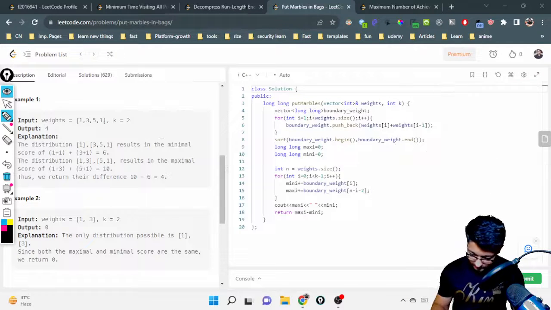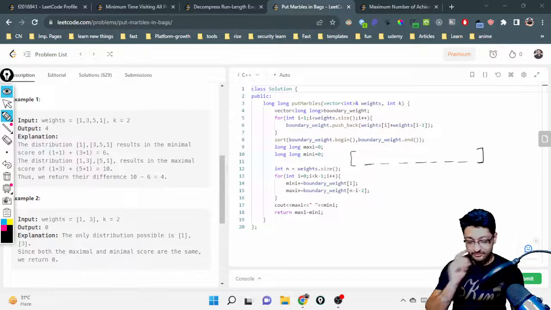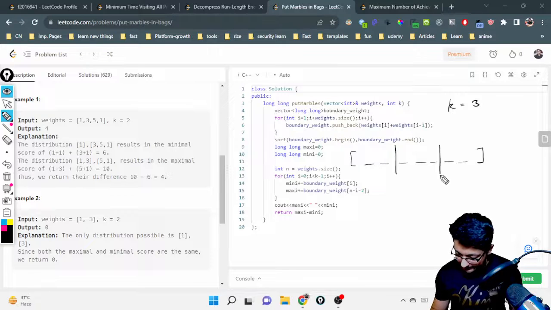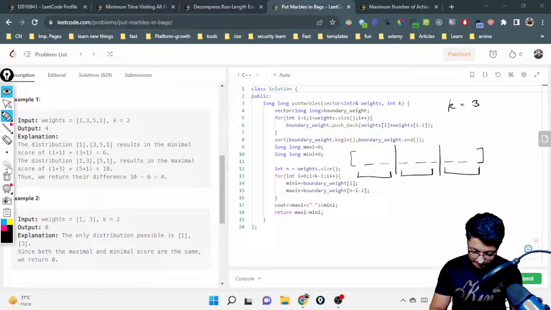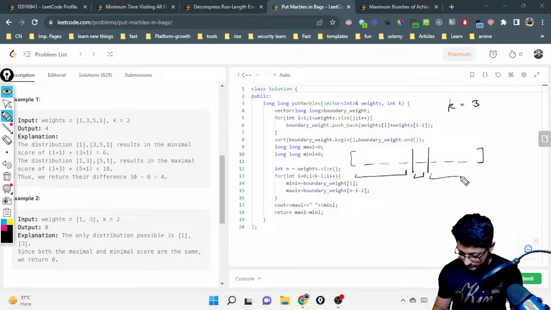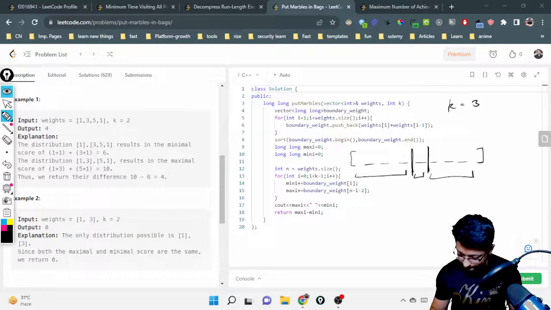Okay, let's remove this first. Now let's say k equals 3. If you have to put the marbles in 3 bags, I have to put 2 slits like this. So let's say I can make a distribution like this, where all these marbles go in 3 bags. The other can be, I can put a slit like this. So this is one distribution. So there are different distributions in which I have to put a slit like this.